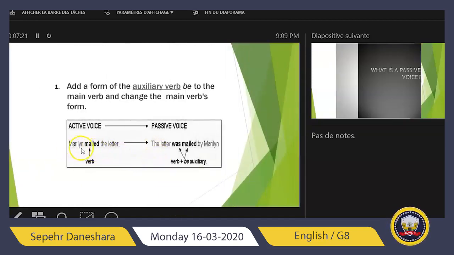Now, look, here we have, what tense do we have here in this sentence? We have past simple, okay? So when you have past simple, you change the sentence in the passive, but the tense doesn't change. You always have the same tense, okay? So here you will have also past simple, but in the passive form. So it's to be in the past plus the past participle of the main verb, okay? Example, the letter was mailed by Marilyn.